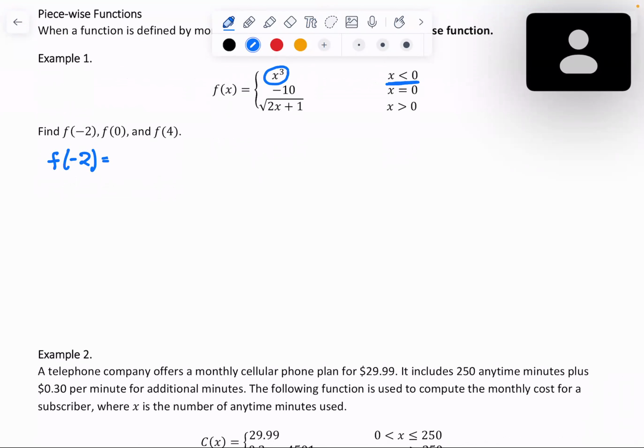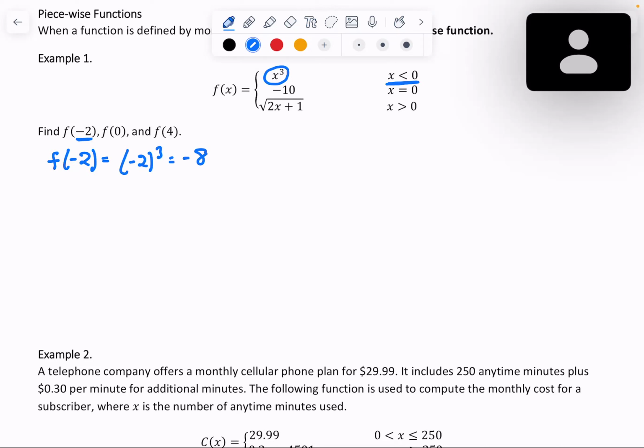So if I do that, I'm taking minus 2, and I'm cubing it. And if I do that, it's minus 8. That's simple enough, right? I see where this value of x, what piece does it fit into? And then I plug it into the function that is defined on that piece. So let's do the next one.